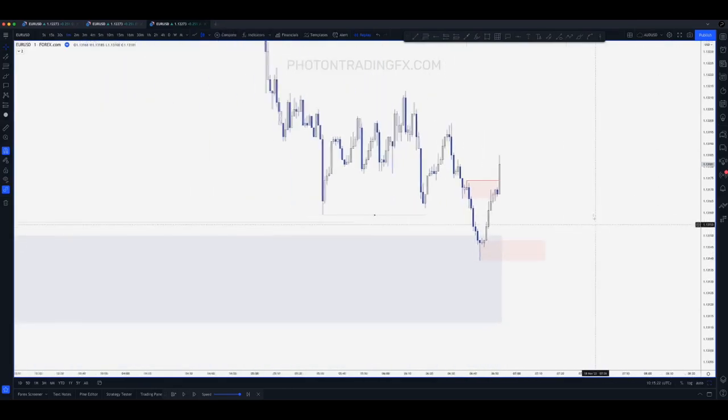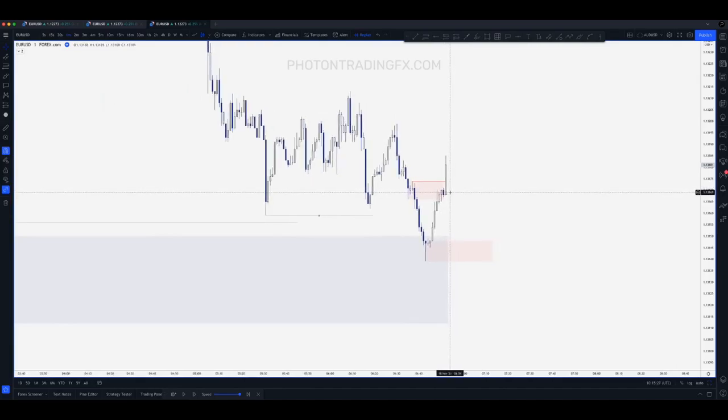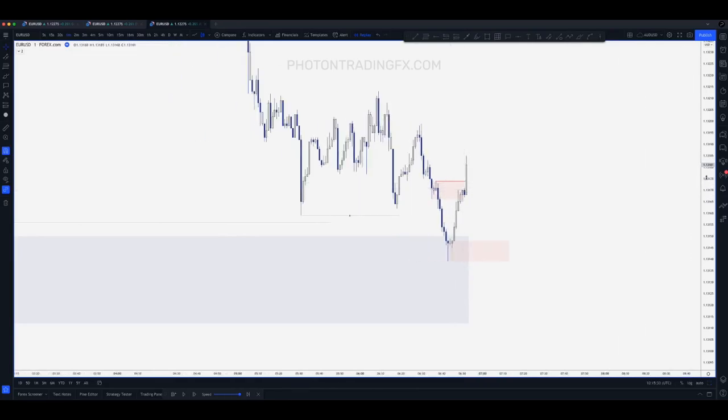Now, in my plan, I do not have that as a strict criteria. Flip zones do not have to sweep liquidity for me, but I know a lot of you do have that, and I do recommend it because it really does help. I like to use personally a little bit of discretion in these scenarios.